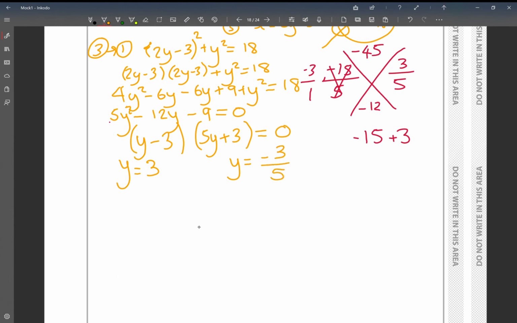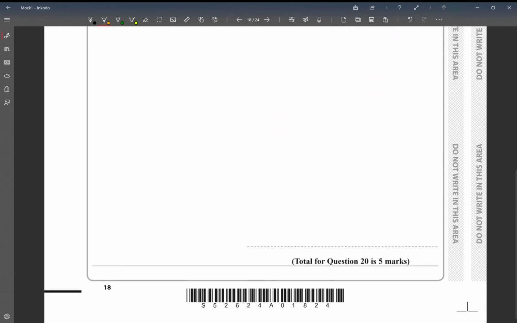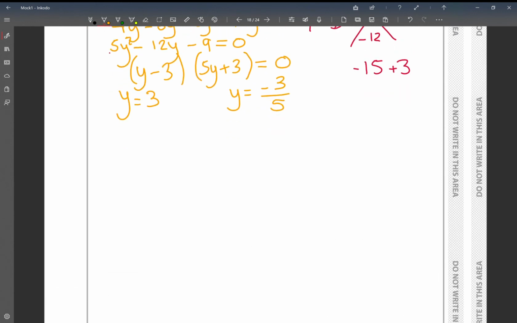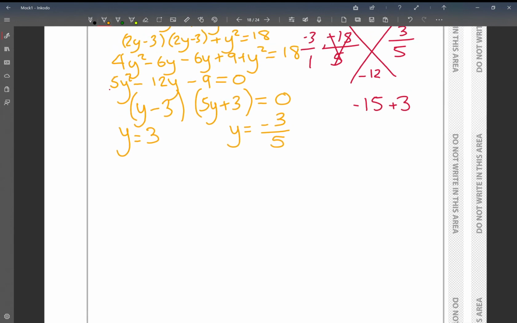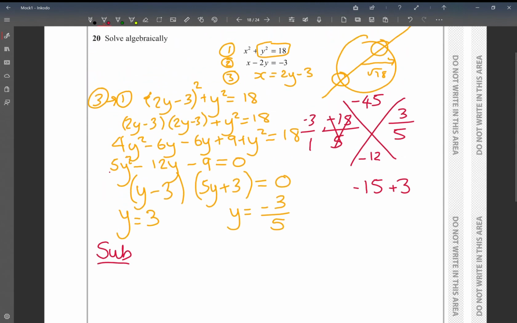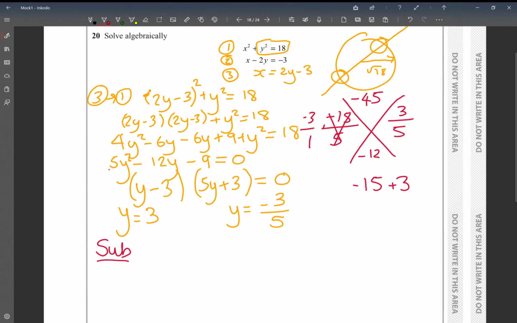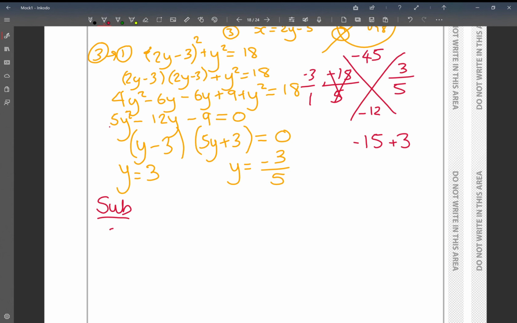So you've got two values here, because there are going to be two coordinates where this can come from. So substituting now, to substitute in this y value, I'm going to use the easiest one I've got, and that will be x equals 2y minus 3. You can use any of these equations, but you'd never use the quadratic one, you'd always use the linear.